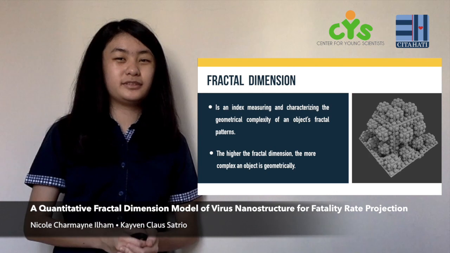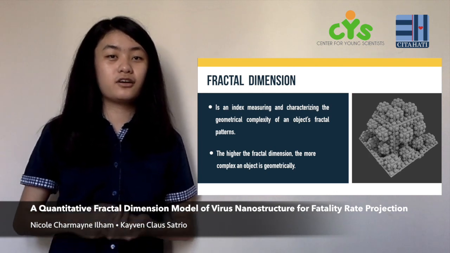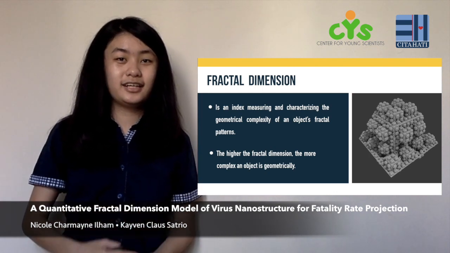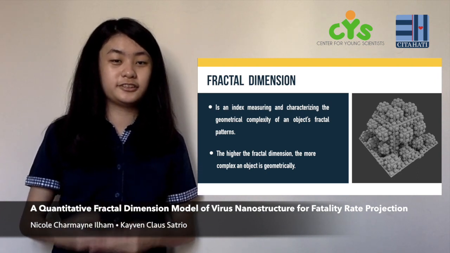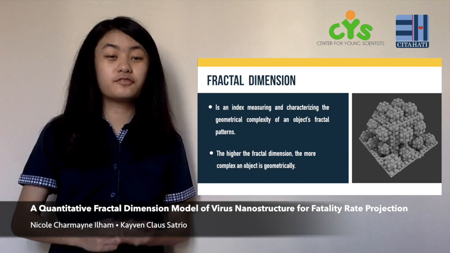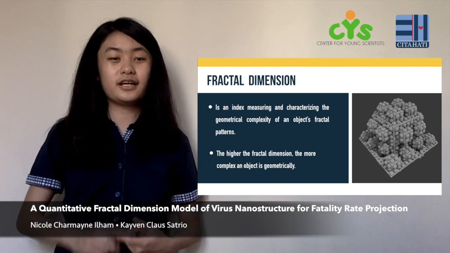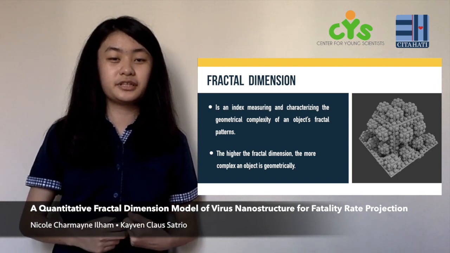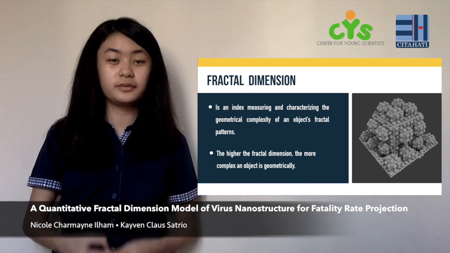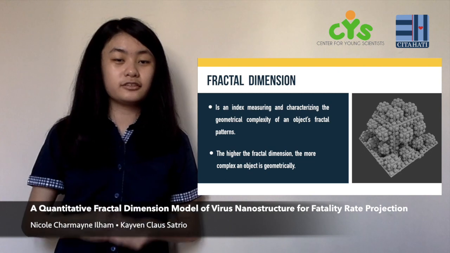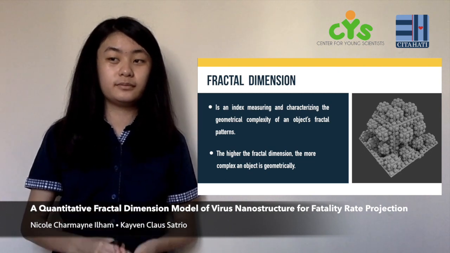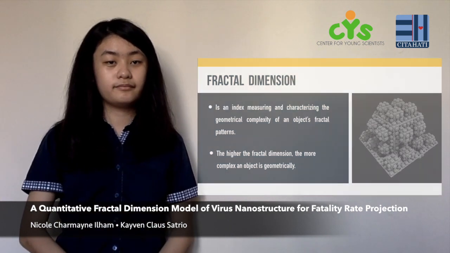Unlike man-made objects, most natural objects are in fact not smooth-edged. The concept of fractal geometry allows irregular curves to have a non-integer dimension, and this is where fractal dimension comes in. Fractal dimension is an index measuring and characterizing the geometrical complexity of an object's fractal patterns. The higher the fractal dimension, the more complex an object is geometrically.